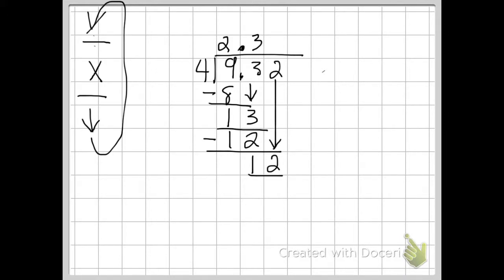12 divided by 4 is 3. 3 times 4 is 12. I subtract and I get 0. So that's how I know this problem's done. I have nothing else to bring down over here to the right. It's gone. There's nothing there. And I've ended with a 0 at the end. So I am done with this problem. So let's take a look at another problem.